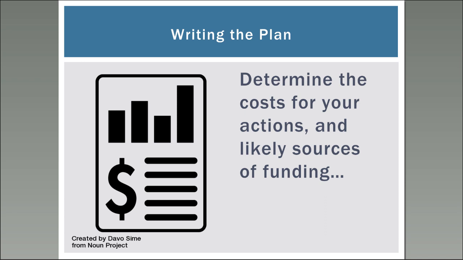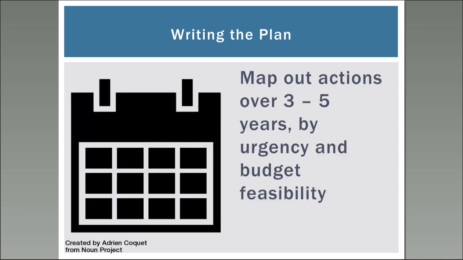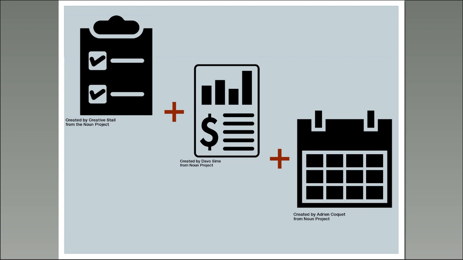So you're going to look at the cost for your actions and your likely sources of funding. And then you're going to start to map them out over the next few years by urgency and by feasibility. So you'll also want to keep some sort of back pocket projects, in case you have unexpected funds or an interested donor. You might have a list of things that aren't on your plan, but if the opportunity arises, you'd like to go ahead and go through with them. So that can always be a nice little thing to have on the side. But mostly you're going to take the things that feel feasible and map them out by urgency.